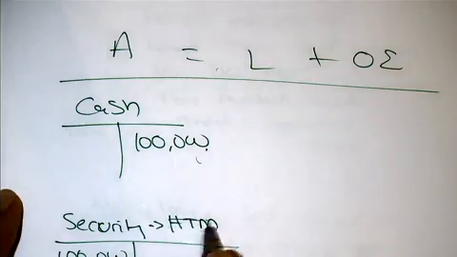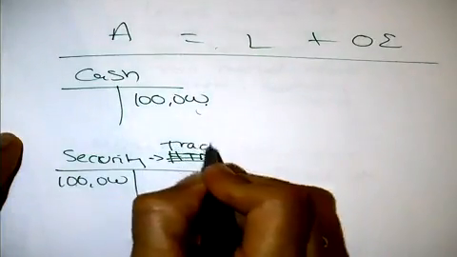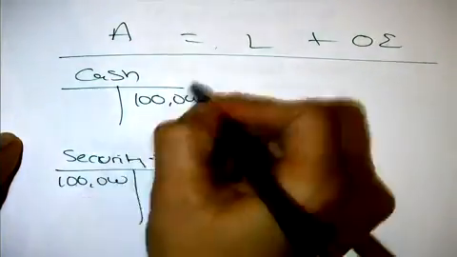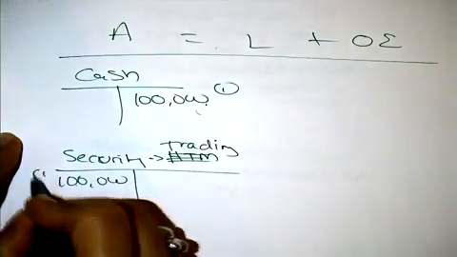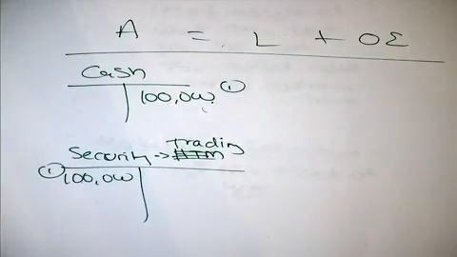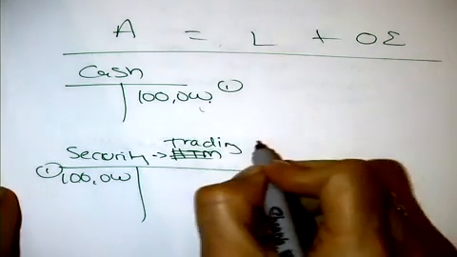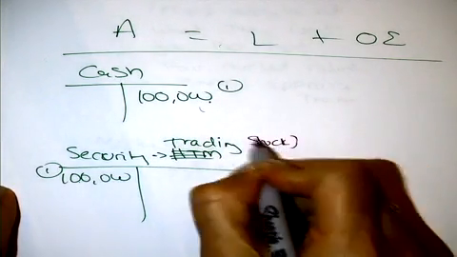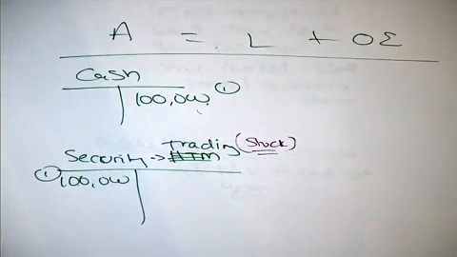So a trading security, this will be the same initial entry. Entry 1 will be the same thing for a trading. The initial entry is the same thing for trading. It changes at the end of the year, though, okay? A trading is more of a stock. This is a stock that you're actively trading in the marketplace, okay?